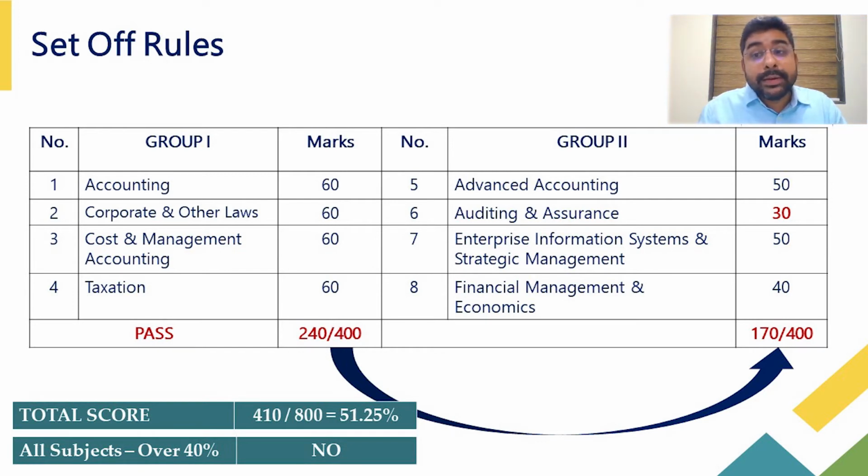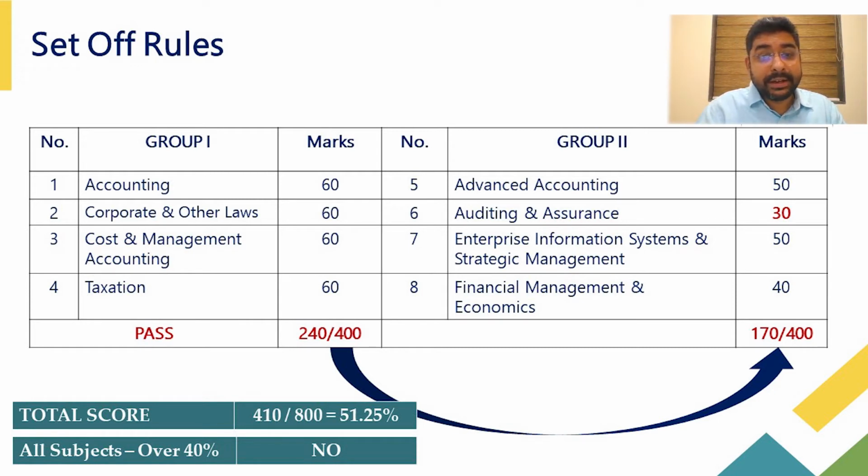Now, what will be the pass result of this candidate? In such a situation, group 1 will be considered to be a complete pass. Why? Because the candidate has scored 40 and more in each of the papers. But in group 2, the candidate has scored 30 marks in audit, which is less than 40. So, group 2 will be considered to be fail. Okay, so group 1 pass बोला जाएगा and group 2 would be considered to be fail.